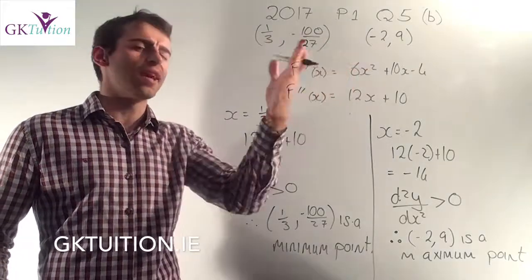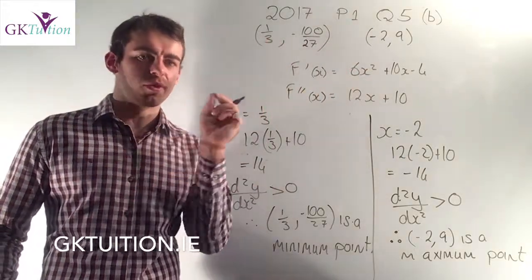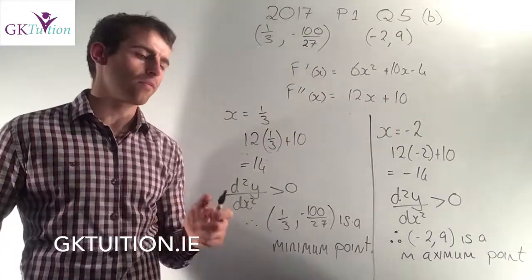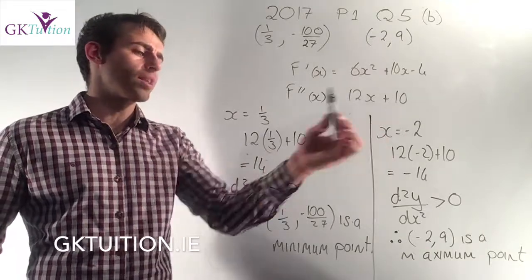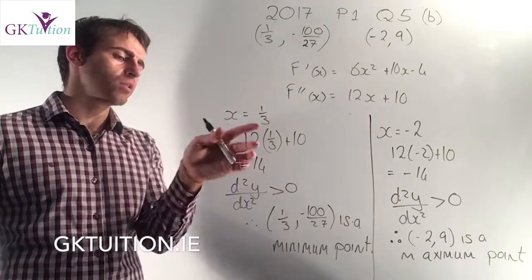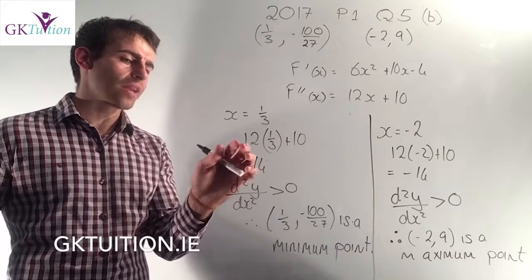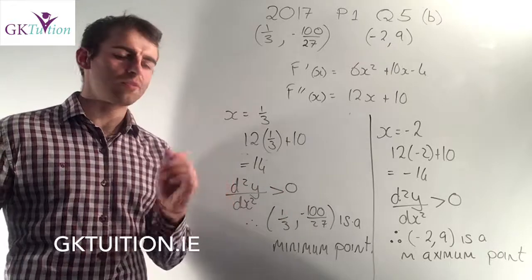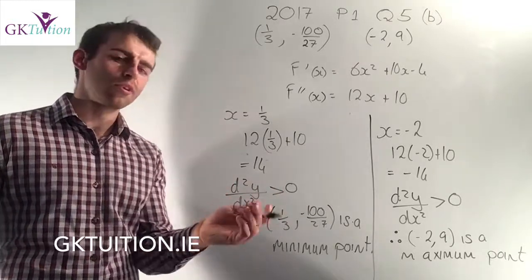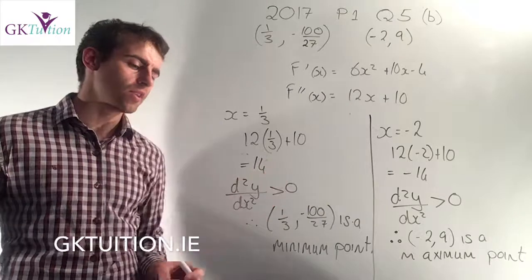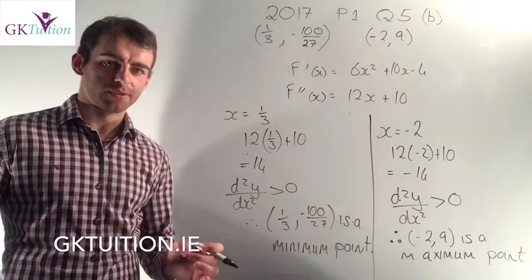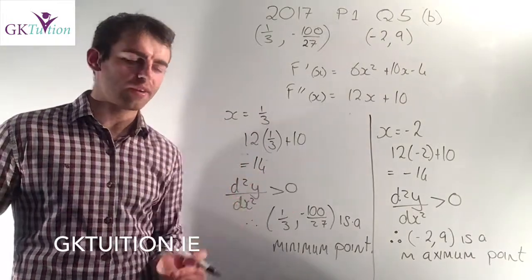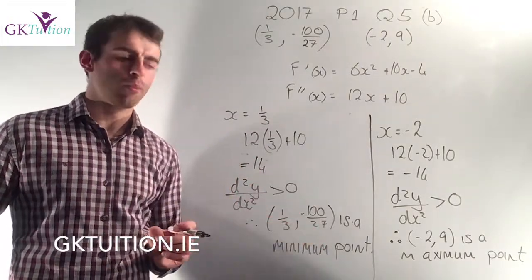In order to investigate whether a coordinate is a maximum point or a minimum point, you sub the x value into the second derivative. So my second derivative is 12x plus 10. I want to work it out when x is 1/3. So instead of x, I sub in a 1/3. And when I plug that in, 12 times 1/3 plus 10 gives me 14. So I would conclude by saying the second derivative is greater than 0, so that means it's a minimum point. So if you sub in the x value and the second derivative is greater than 0, you can conclude that you've got a minimum point.